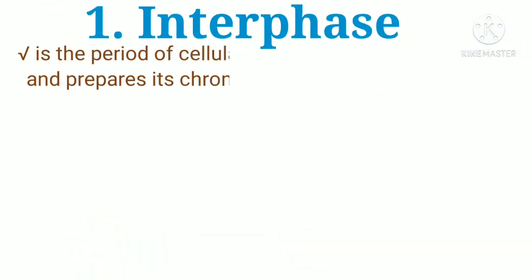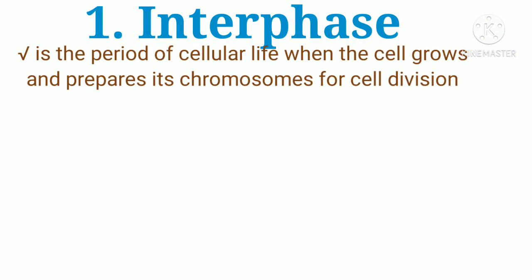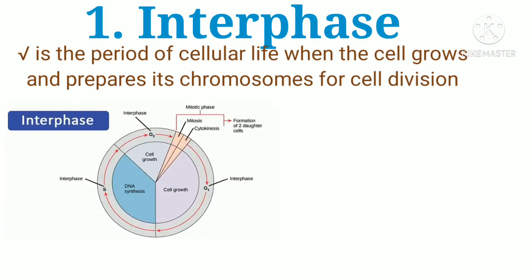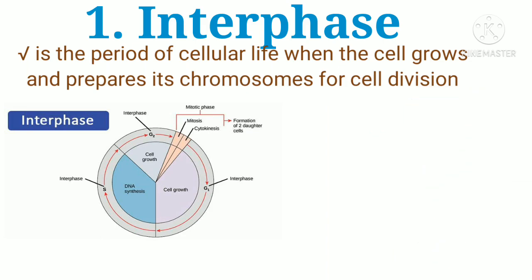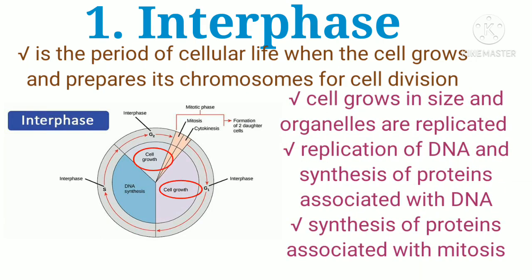Interphase is a period of cellular life when the cell grows and prepares its chromosomes for cell division. It is a non-dividing state with 3 substages. What are they? Yes, cells grow in size and organelles are replicated during this stage, along with replication of DNA and the synthesis of proteins associated with DNA. Lastly, synthesis of proteins associated with mitosis also happens during the interphase stage.